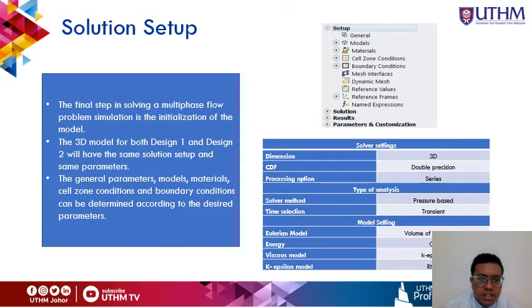So solution setup is the final step in solving a multi-phase flow problem, and both design 1 and design 2 will have the same solution setup and the same parameters, and the general parameters such as the models, the materials, the cell zone condition, and the boundary conditions can be determined according to our desire.